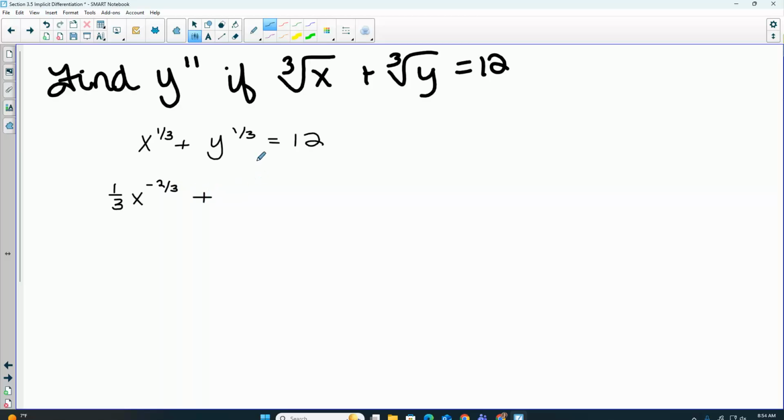And do the derivative of y to the 1/3. 1/3 comes down, y, subtract 1, times, what's the derivative of y? Equals the derivative of 12, it's just 0. Alright.